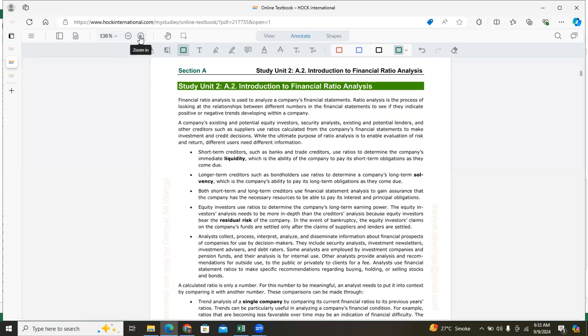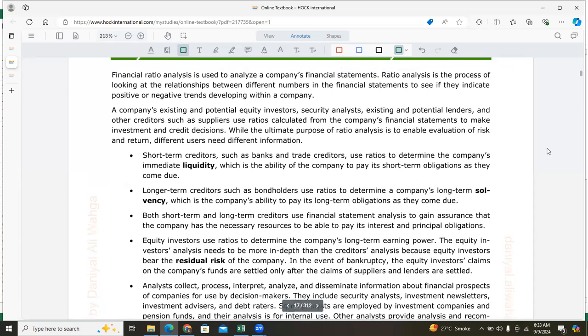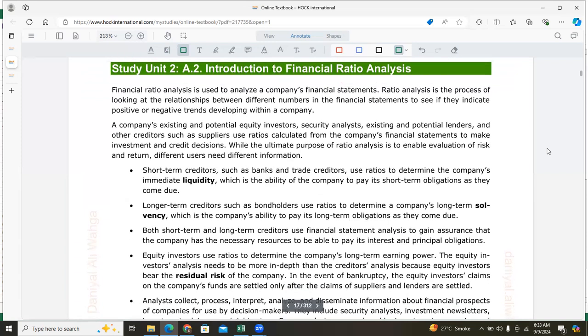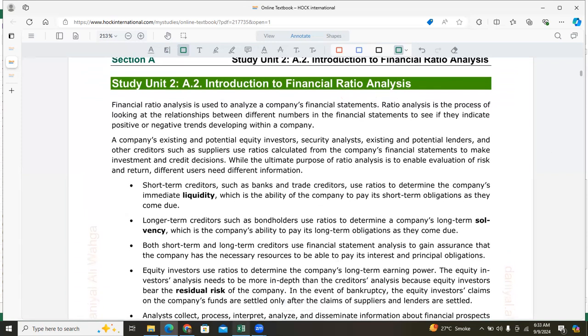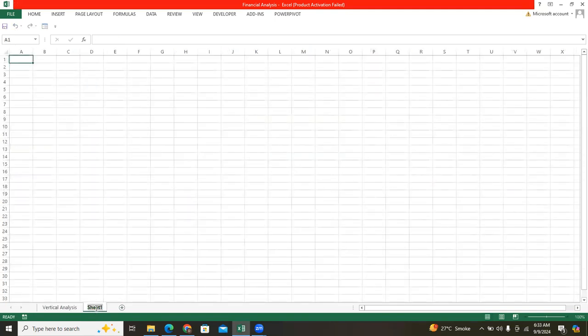Wait a second. Before moving forward towards our liquidity, solvency, residual risk, and profitability ratios, we're going to work on a horizontal analysis. Vertical analysis, and then we're going to prepare horizontal analysis.